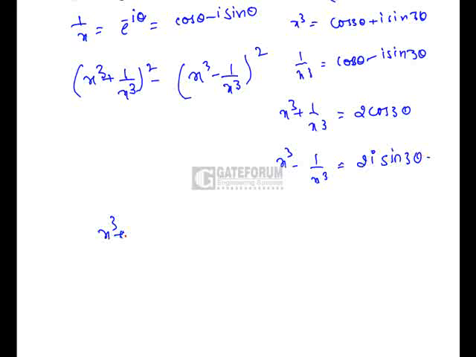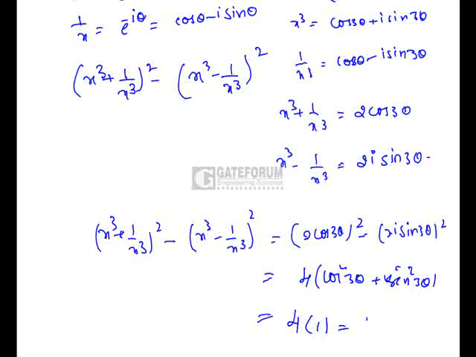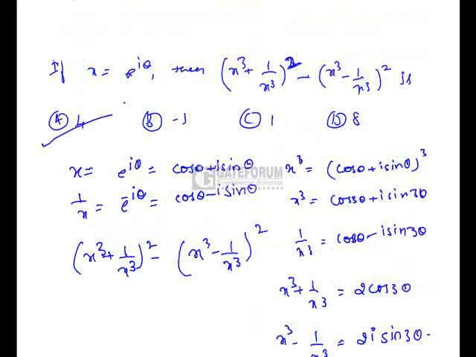Now (x cube plus 1 by x cube) whole square minus (x cube minus 1 by x cube) whole square will be (2 cos 3 theta) whole square minus (2i sin 3 theta) whole square, which can be written as 4 times (cos square 3 theta plus sin square 3 theta), since i square is minus 1. So the answer is 4 into 1, which equals 4. Option A.